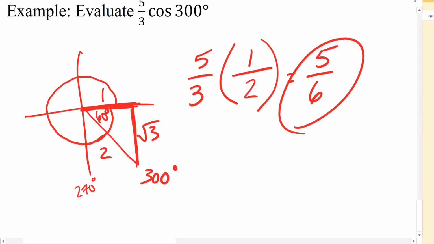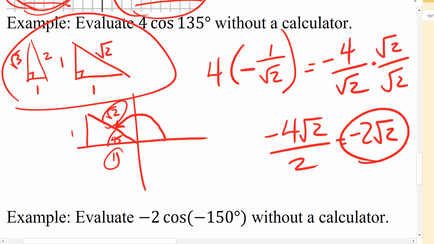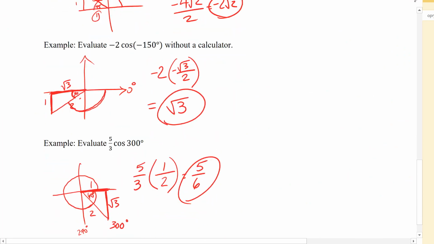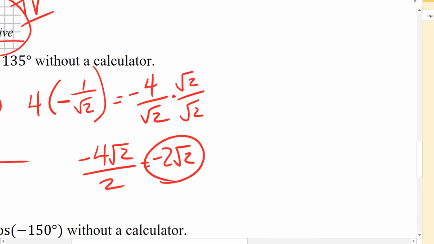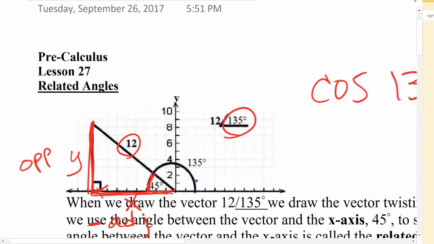All right, let's see, can we have some more of those, or is that all we have? All right, so that's what you're going to be practicing in lesson 27.